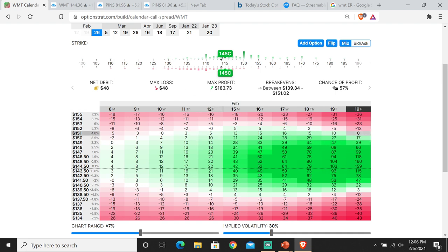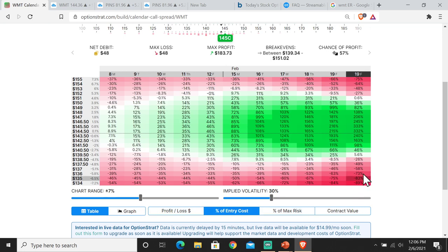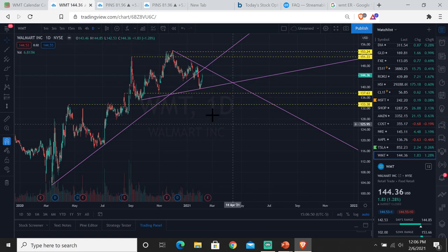So that means I'm pretty much covered for the upside here. To the downside, I have some risk. Percent entry cost. I could lose almost all my value if it actually goes all the way down to this support here.